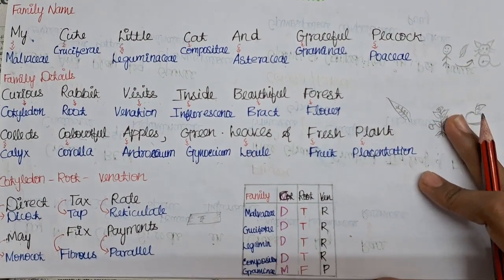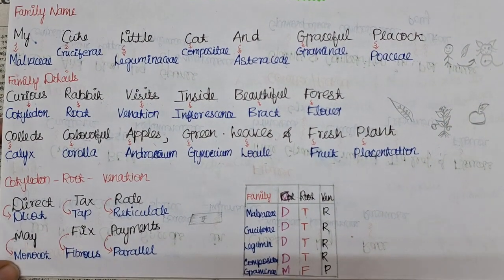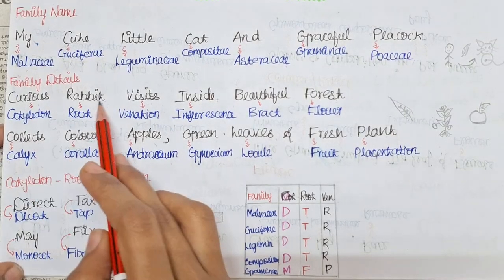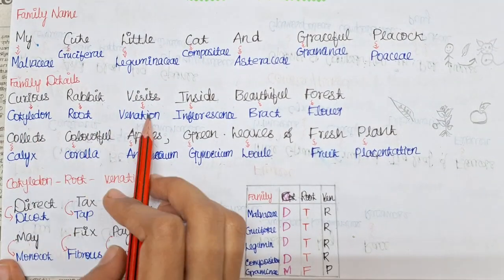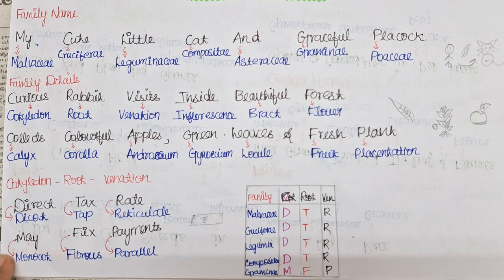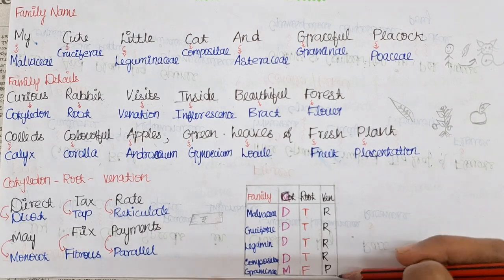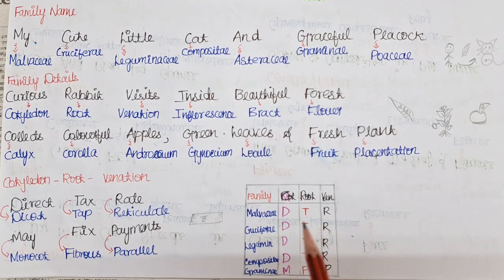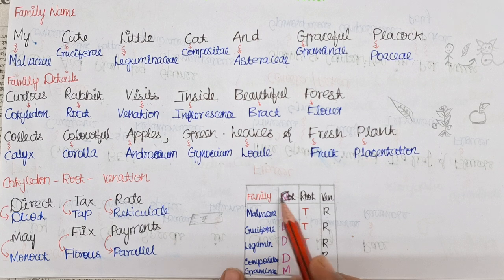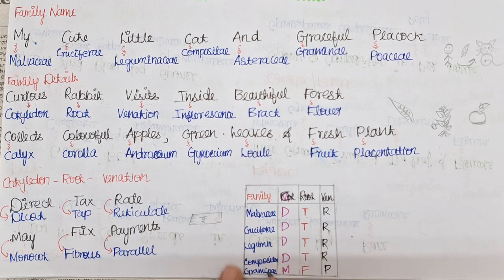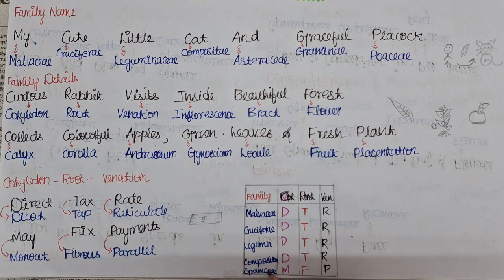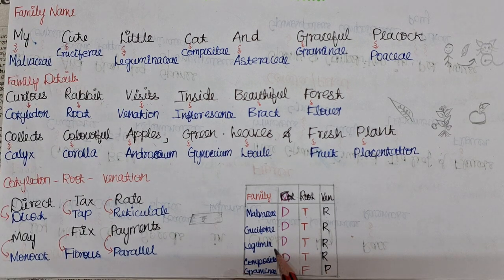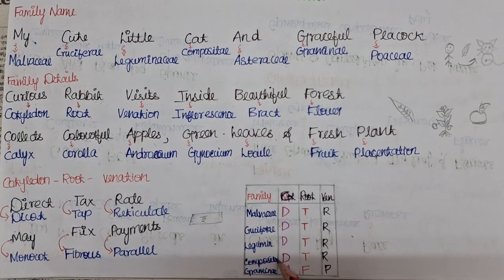Okay. If you see the first three details, what are they? Curious rabbit visits: cotyledon, root, venation. These are little interconnected. If you look into this table, you will understand. I have given the family names in the same order as what we have learned here, so try to keep this order for this trick. Malvaceae, Cruciferae, Leguminaceae, Compositae and Graminae.